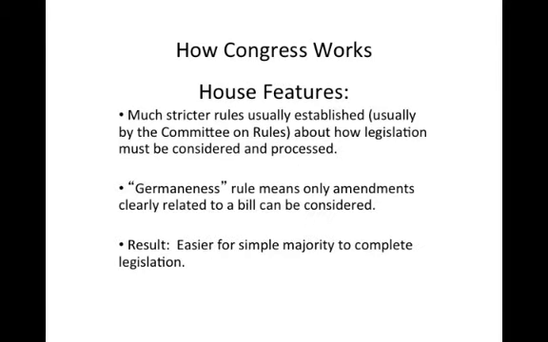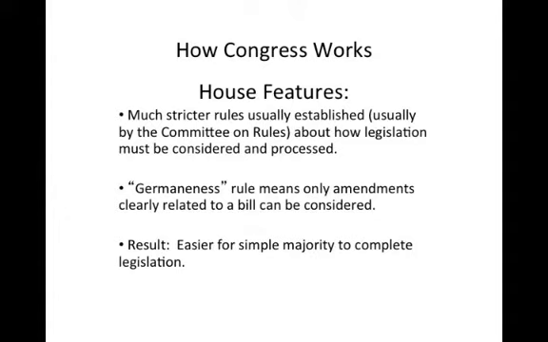Now, one of the chief differences between the House and the Senate is that the rules for the way bills travel through the House are much stricter than they are in the other chamber. Typically, the debate on a bill in the House is much more limited, and usually amendments can only be offered if they are what we call germane or particularly pertinent to the subject of a bill itself. And of course, there's no real analog to the filibuster in the House of Representatives.